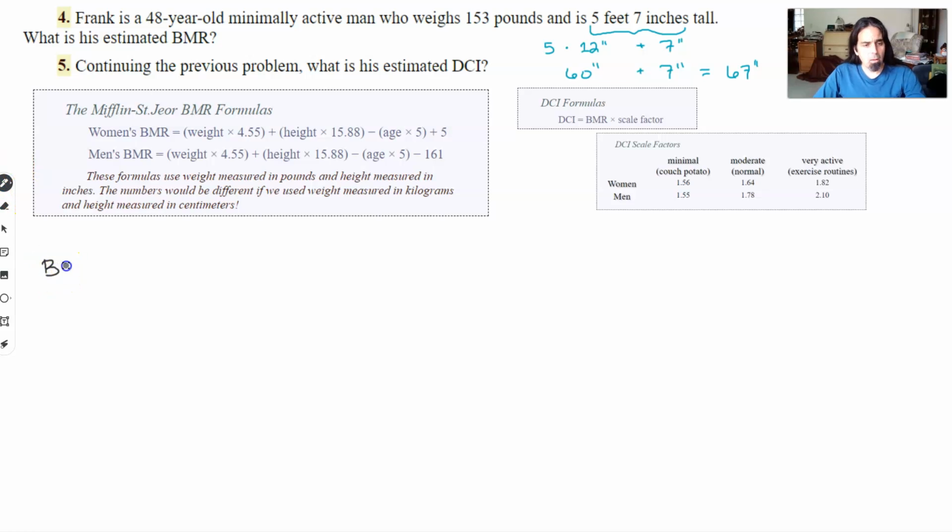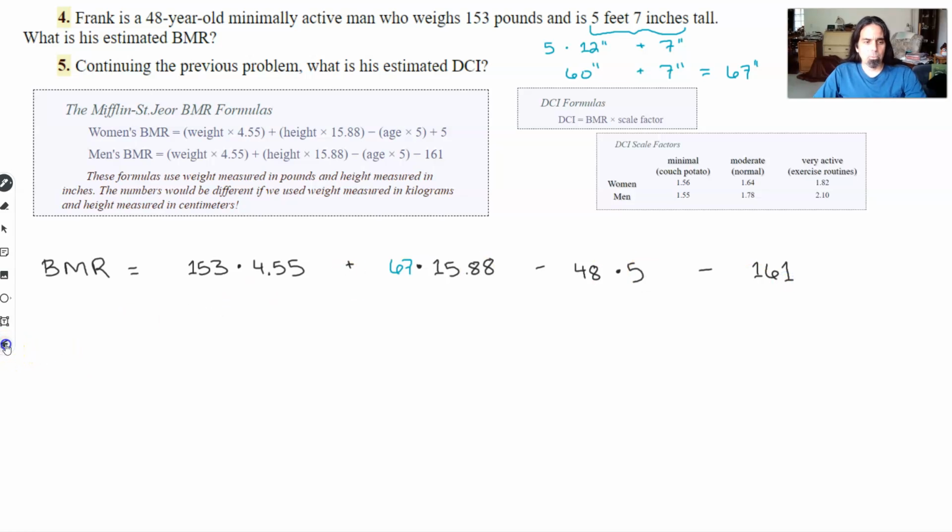So his BMR is his weight times 4.55 plus his height, that's that 67 inches, times 15.88 plus, no, not plus, minus his age times 5, and then minus 161.